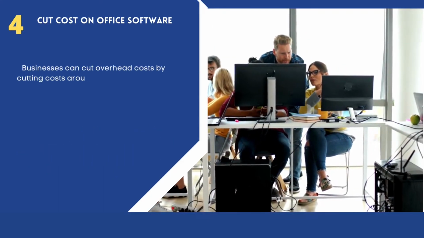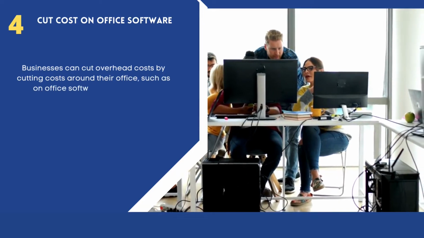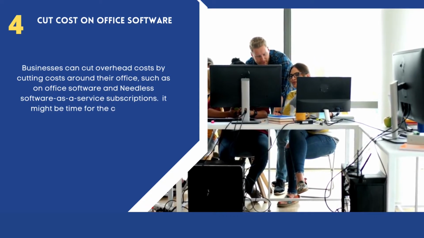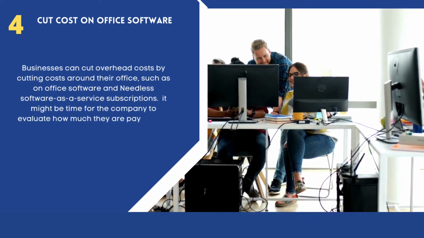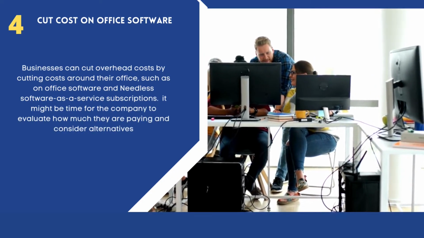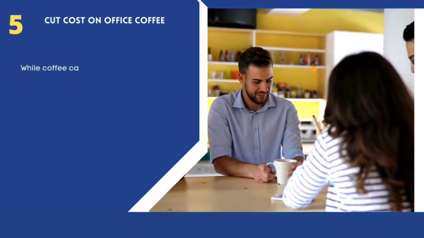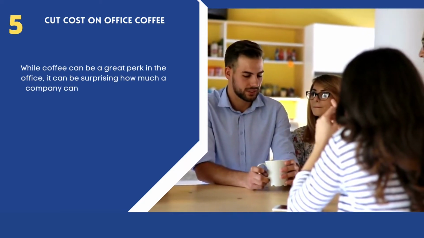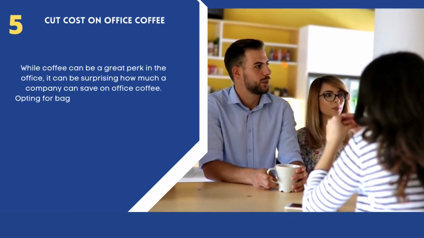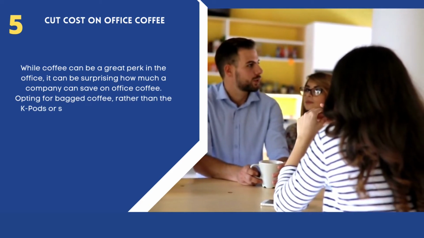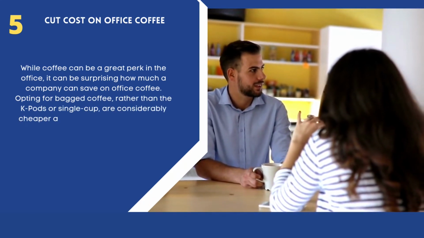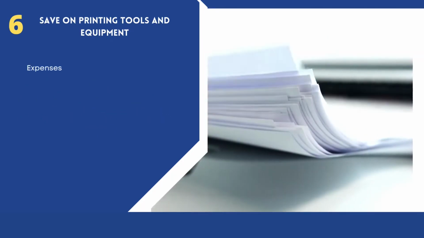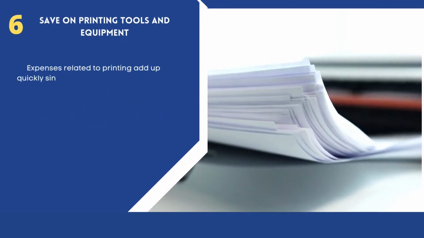4. Cut cost on office software. Businesses can cut overhead costs by cutting costs around their office, such as on office software and needless software as a service subscriptions. It might be time for the company to evaluate how much they are paying and consider alternatives. 5. Cut cost on office coffee. While coffee can be a great perk in the office, it can be surprising how much a company can save on office coffee. Opting for bagged coffee, rather than the K-Pods or single cup, are considerably cheaper and have a less environmental effect.